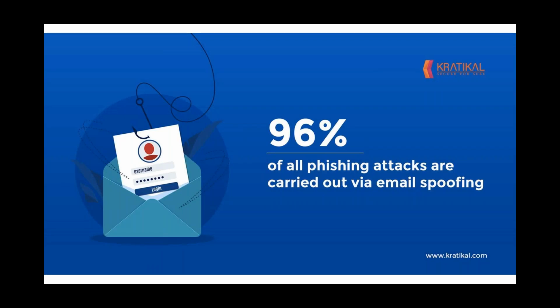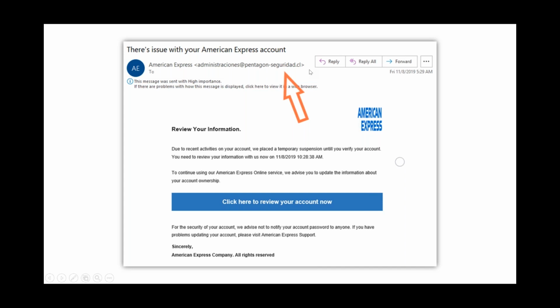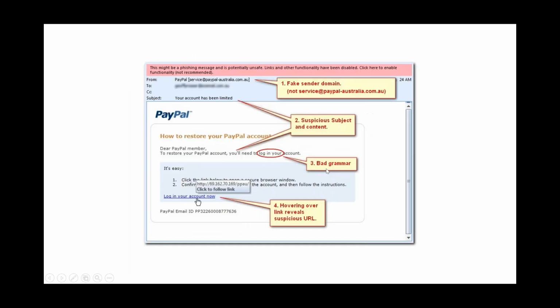96% of all phishing attacks are carried out via email spoofing. Okay, and if you observe, see this is an American press, but who is it coming from? Pentagon Secret. So you should carefully check whether it is the same or not. Again, coming from foxmail.com, but the Yongning Industrial, China. So something is wrong with this email. Sometimes you get a fake sender domain, suspicious subject, bad grammar. Those are the signs of a fake email.